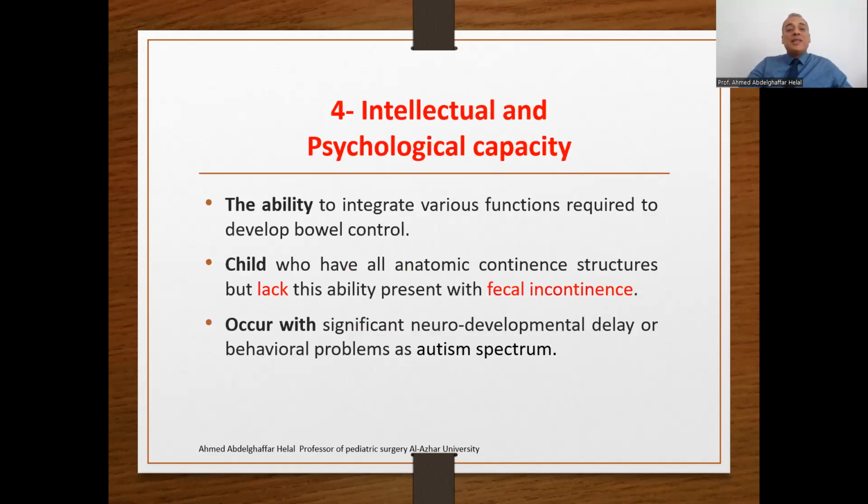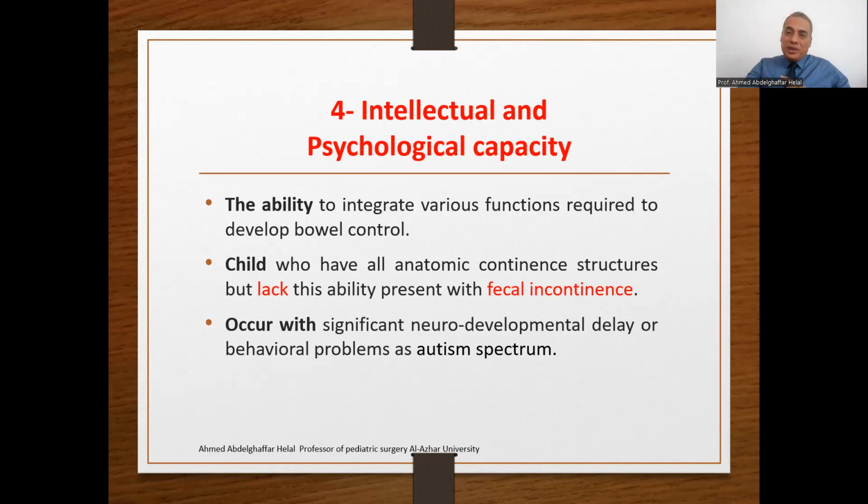The fourth item is the intellectual and psychological capacity of the child to recognize all these items and integrate them together. So when the child has all anatomical continence structures intact, but lacks the ability to integrate these various functions, the child may have fecal incontinence. It occurs usually with significant neurodevelopmental delay or behavioral problems such as autism.